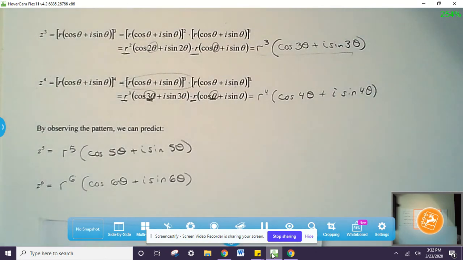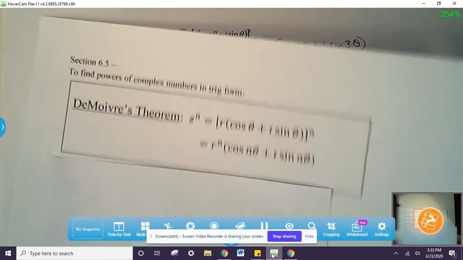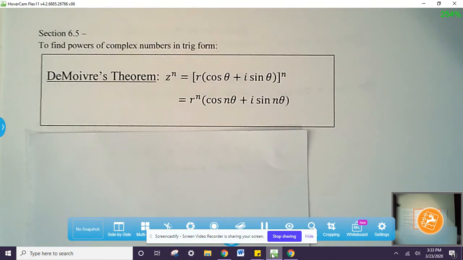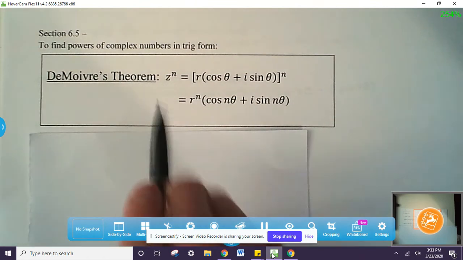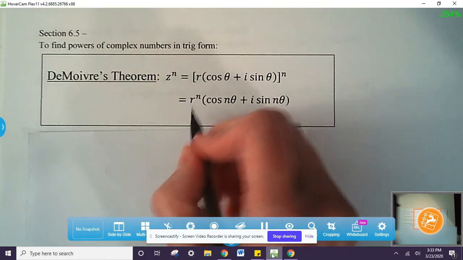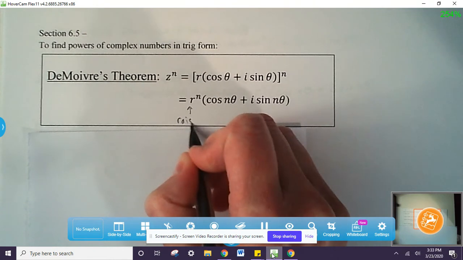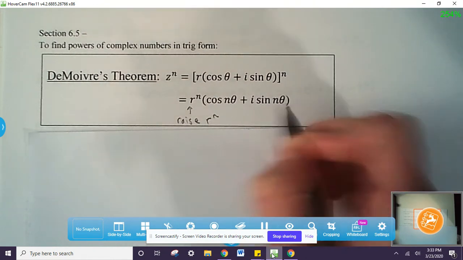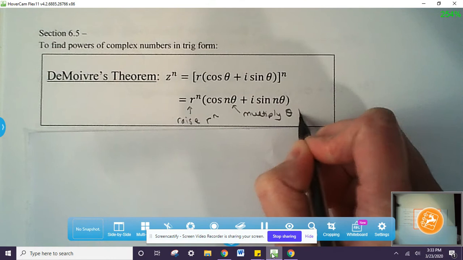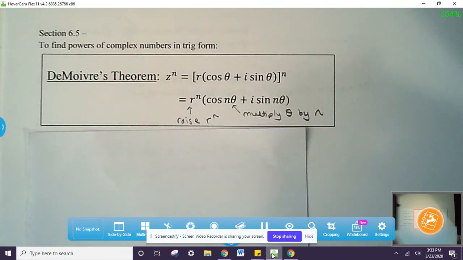And we can generalize what we have observed here using a formula that we call de Moivre's theorem. So this is where you want to start taking notes if you haven't been taking notes yet. To find powers of complex numbers that are in trig form, we have what's called de Moivre's theorem. So if we want to raise a complex number in trig form to any power, let's call that n, we raise r to the nth and we multiply theta times n. So that's your formula. Let's go ahead and try a few problems together.